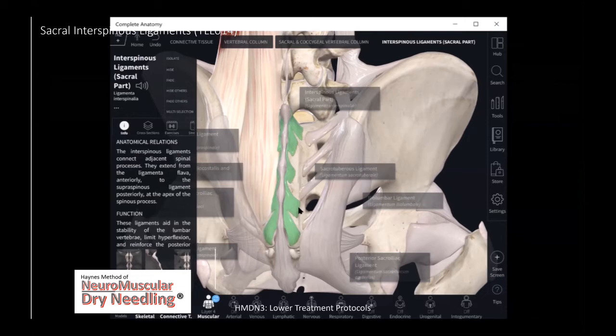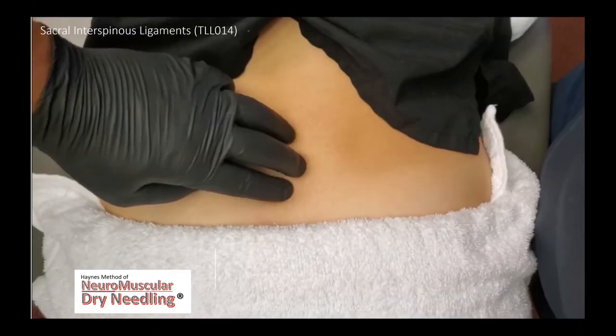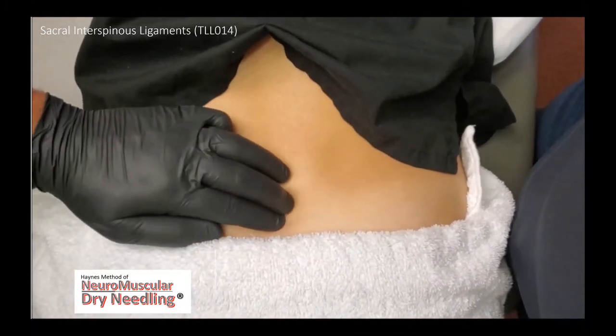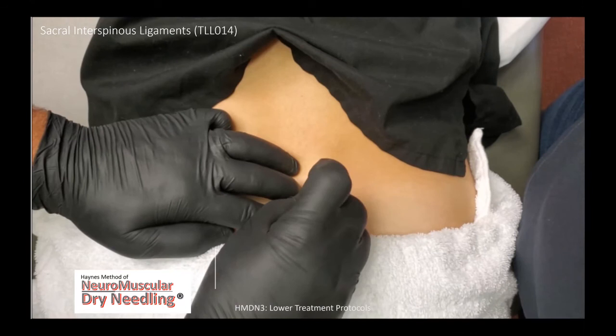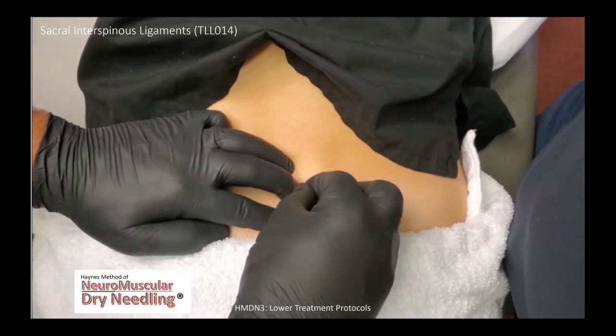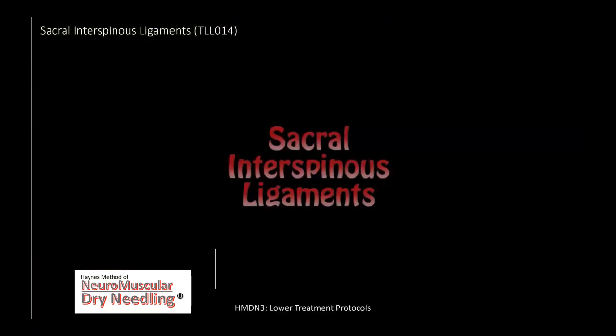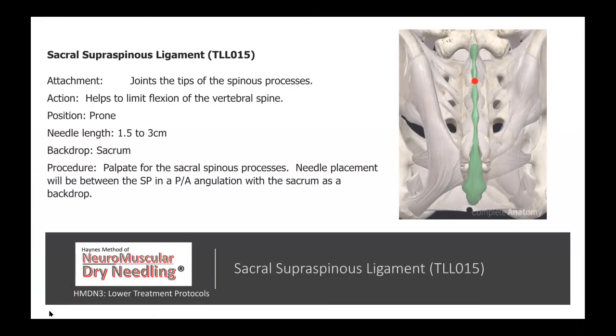We're going to palpate for the sacral spinous processes. Needle placement will be about half of a finger breadth lateral to the spinous process, and we're going to needle with an angulation posterior to anterior with the sacrum as the backdrop. Sacral interspinous ligaments. Just about half a finger breadth away from midline there. And then the sacral supraspinous ligament.